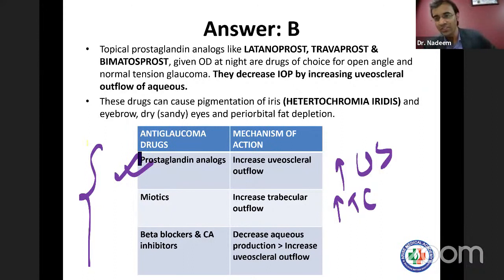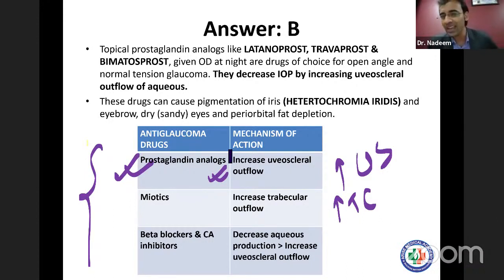My patient has used a prostaglandin analog. I hope all of you remember, like latanoprost, bimatoprost, and travoprost. So what is the mechanism of action? Increase uveoscleral outflow.